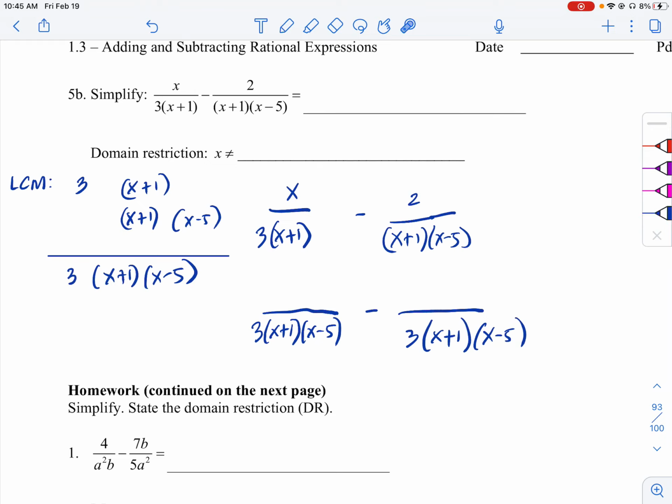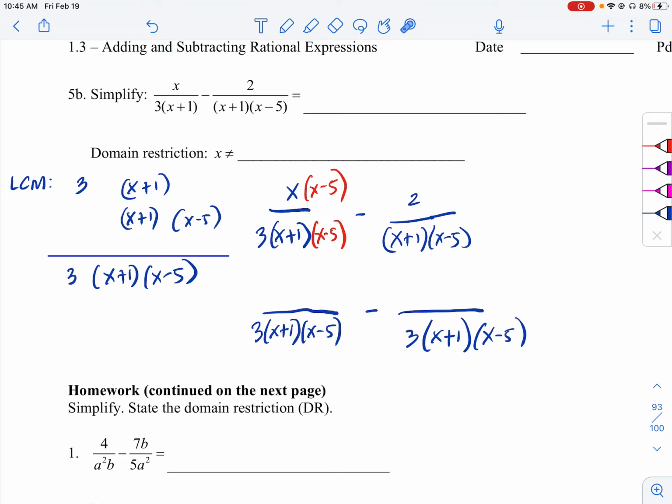There you go. Okay, let's focus on the first denominator. We have 3 times x plus 1. And our least common multiple is 3 times x plus 1, x minus 5. So what do we need to multiply this by so it can be equal to that? It has a 3 already. It has an x plus 1 already, but it doesn't have an x minus 5. So I have to multiply that with an x minus 5. Whatever I do to the top, I do to the bottom. Or whatever I do to the bottom, I will do to the top.